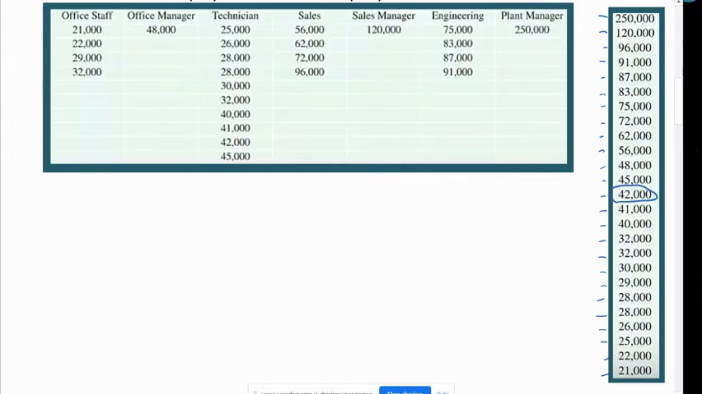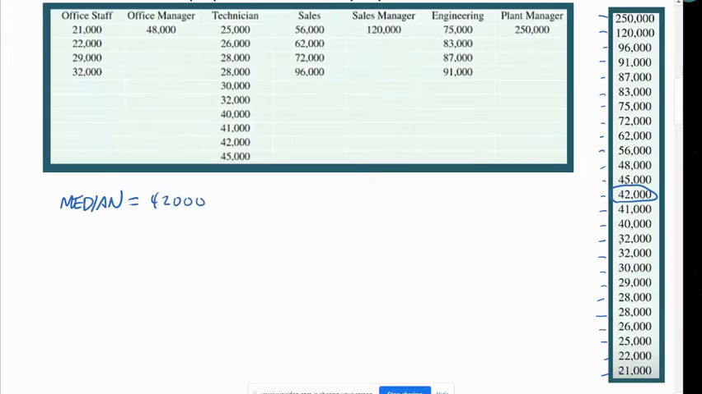that's 42,000. There should be 12 items above and 12 items below. Yeah, so 12 items above and 12 items below. So our median is equal to 42,000.